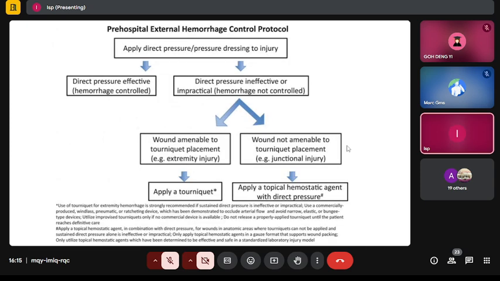Okay, then a little bit on how we manage the bleeding event. Basically, it depends on what type of bleeding you have. If you have a mucosal bleeding or superficial bleeding, you can just apply direct pressure on that wound. If it doesn't work, then see whether you can apply a tourniquet or not. If you can, you put it above the wound. If a tourniquet is not available or you can't put one, then you have to put a topical hemostatic agent with direct pressure.